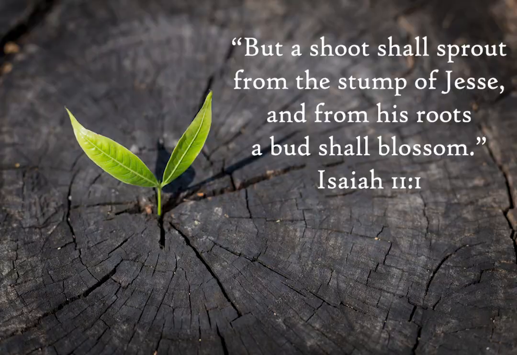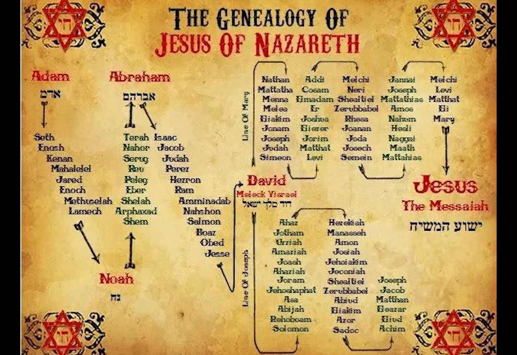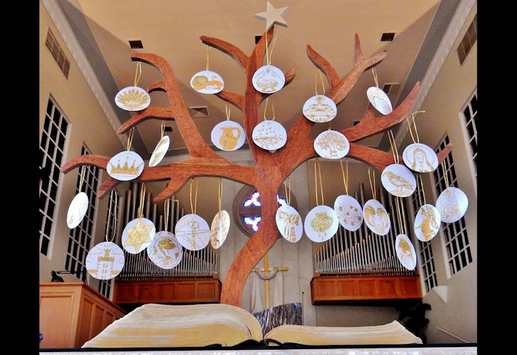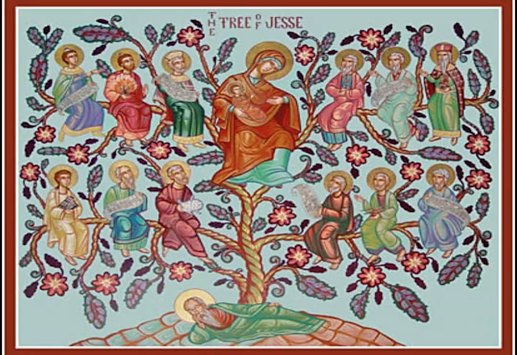It's called a Jesse tree because it comes from the scripture verse Isaiah 11:1 that prophesied the coming of the Messiah. And it said, "But a shoot shall sprout from the stump of Jesse, and from his roots a bud shall blossom." This foretold the coming of Jesus Christ, and the Jesse tree traces the lineage of Jesus all the way back to creation. Jesse trees can look different, but typically it's a tree with no leaves because the scripture talked about the stump of Jesse and that the Messiah would be the one to bear the fruit.